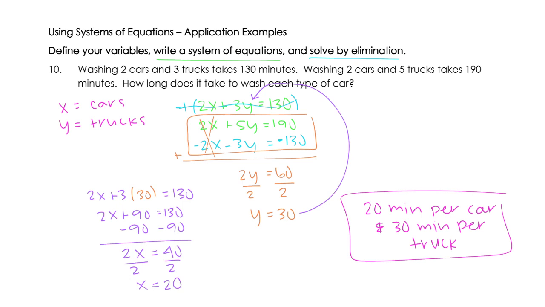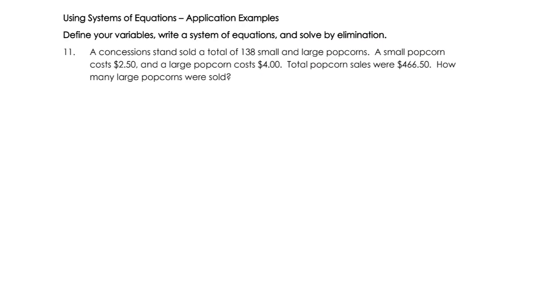Okay, we have one more word problem left on the last page. Let's go ahead and flip it over. Okay, for the last word problem here, again, define our variables. So I have x is going to equal something and y is going to equal something.